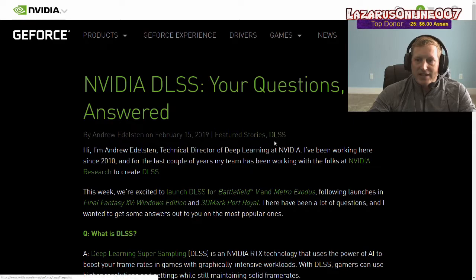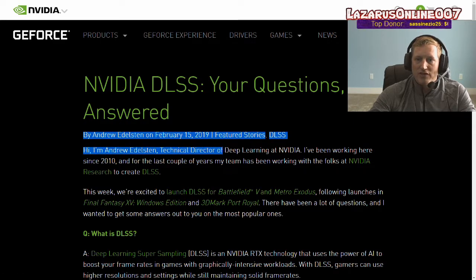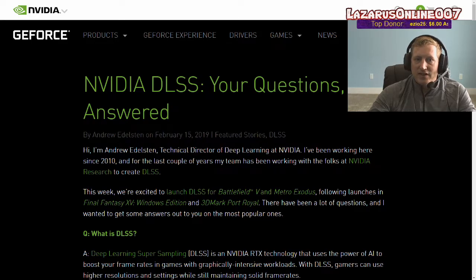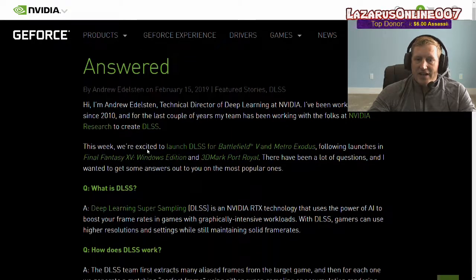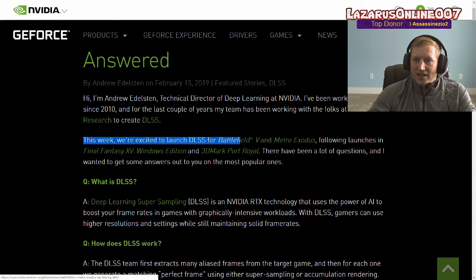Today we're going to be talking about deep learning super sampling from NVIDIA, or DLSS. Recently, a couple days ago, NVIDIA announced that Battlefield 5 was going to be having deep learning super sampling added to it. This was from February 15th from NVIDIA's website. They are adding support for DLSS for Battlefield and Metro Exodus.